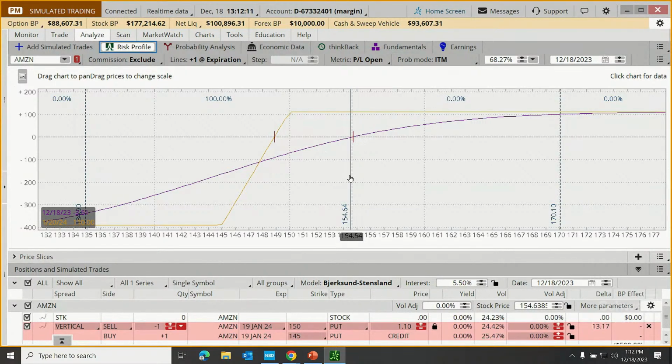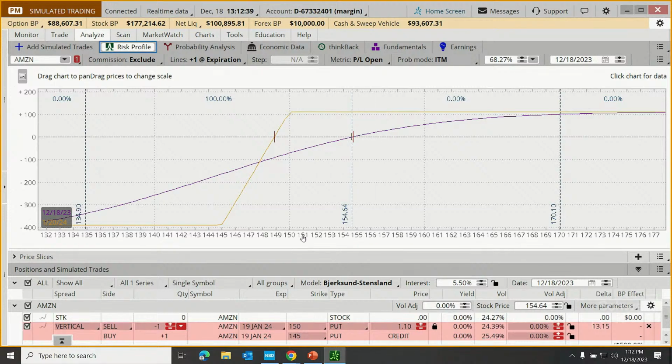So if we look at this line right here, it says 154.64. This is the current price of Amazon. That's where we are right now. And if we were to follow this up, it's intersecting with our maximum gain. So what this is telling us is that if Amazon is at 154.64 at expiration, how does this trade do? It performs optimally. It's our maximum gain, 110.